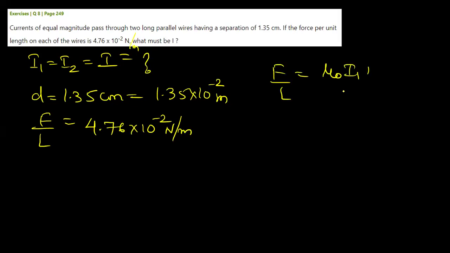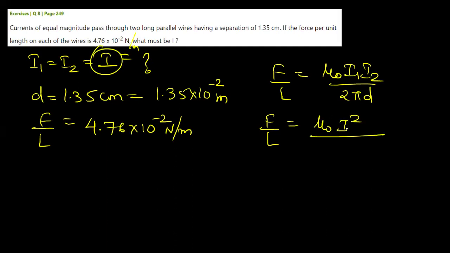Just now we have written the formula. So F by L value is given to us. I'll put the value later. First, I'll do one thing. Mu naught I1, I2, I can take it as I, right? So this will become I square, because the question is telling current of equal magnitude. So same current is flowing into 2 pi d. First rearrange the formula, then put the value.